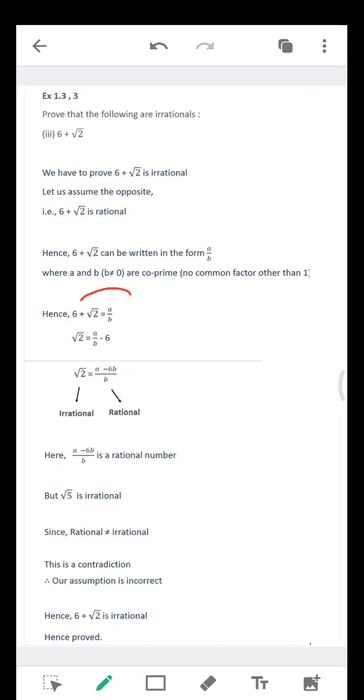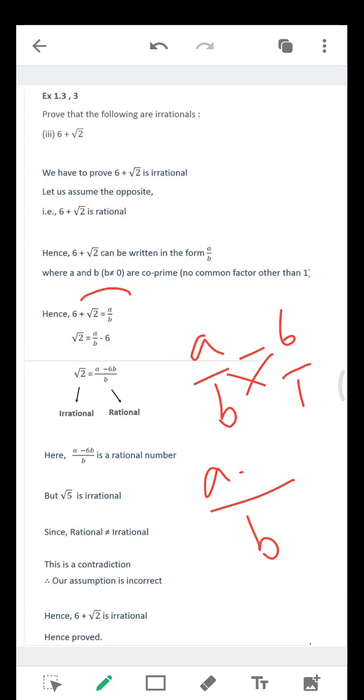So 6 comes to the right, and if I take the LCM of a by b minus 6 by 1, the LCM is b, and cross multiplying, you will get a minus 6b by b. So this is rational and this is irrational, as it is written here. Then rational is not equal to irrational. Again the same steps we proceed with.